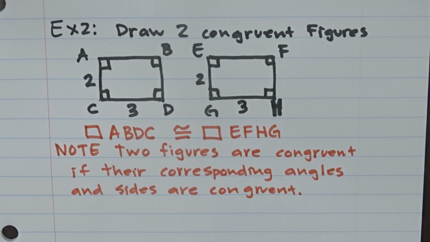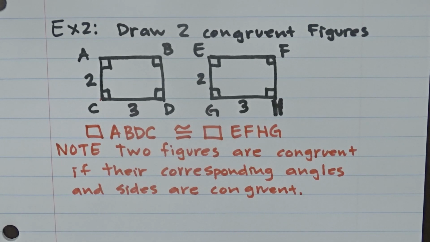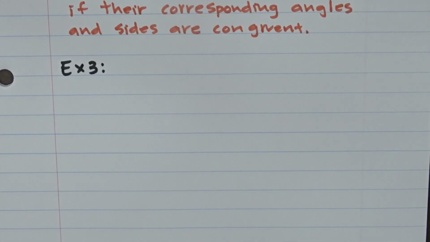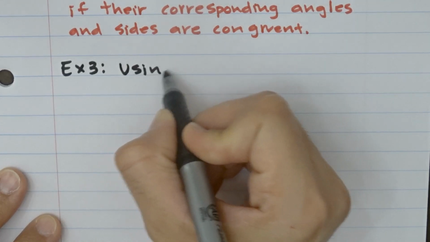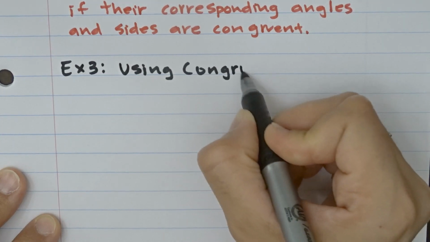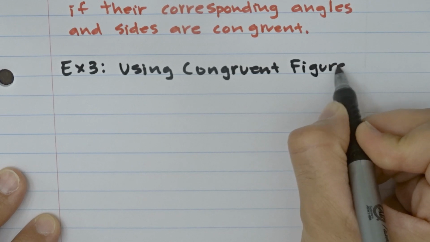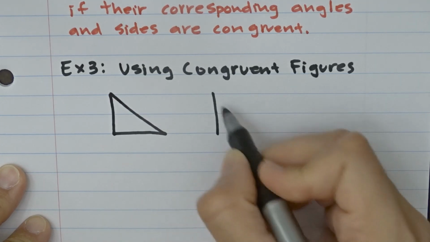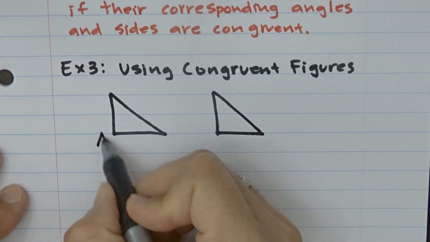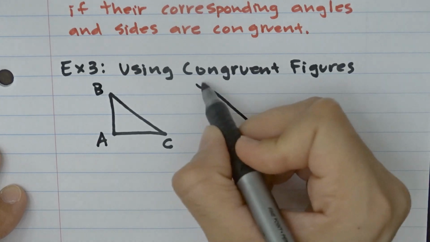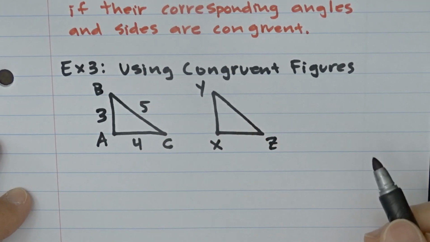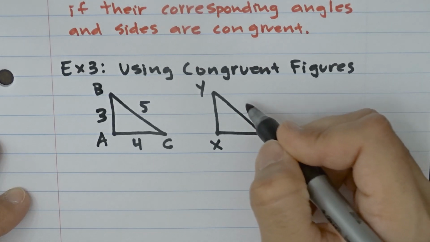All right, and one last example. How do we use congruent figures? Knowing two figures are congruent is helpful when you have a missing side. So, for example, say I have two triangles, and I'm saying A, B, C, and X, Y, Z. This is 3, 4, 5. And let's say I want to know how long this is.